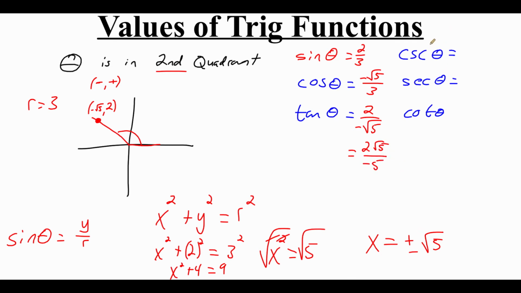For our cosecant, remember cosecant is the reciprocal of the sine, so I'm going to flip that over and get 3/2. For the secant, that's the reciprocal of the cosine, so if we flip that over, we're going to get 3 over negative root 5, but we could rationalize that to be 3 root 5 over negative 5. And then the cotangent is the reciprocal of the tangent, so that's going to be negative root 5 over 2. So there's our 5 missing trig values that we did not initially know.